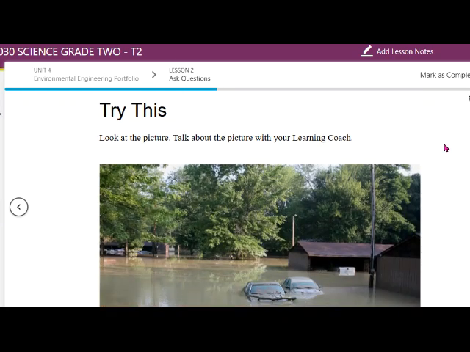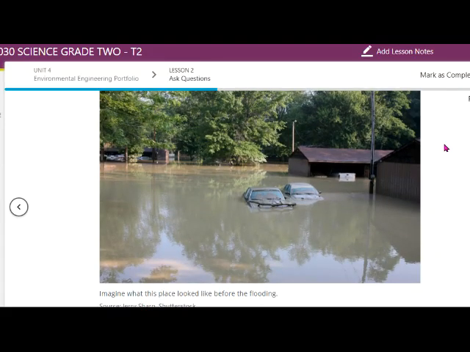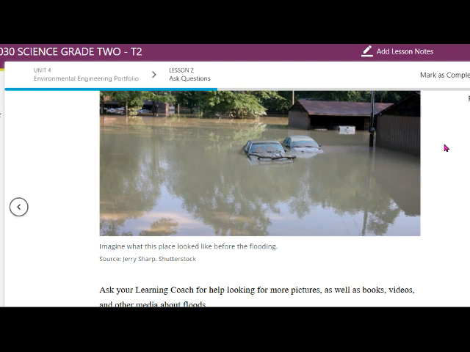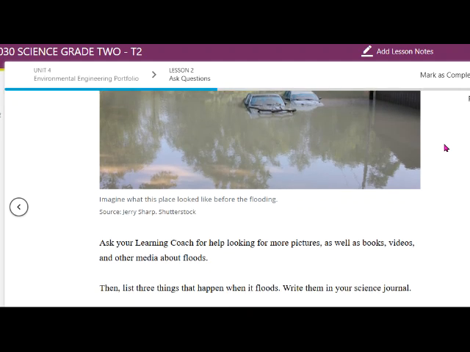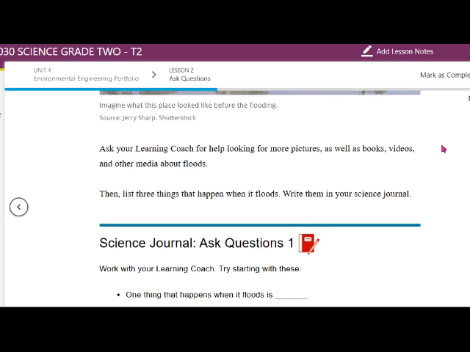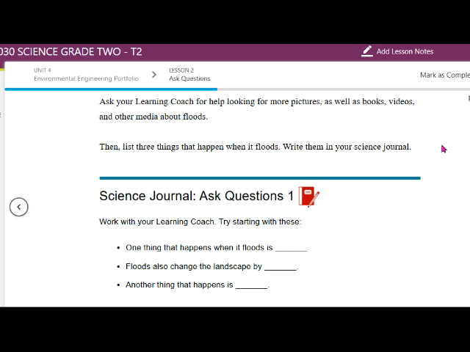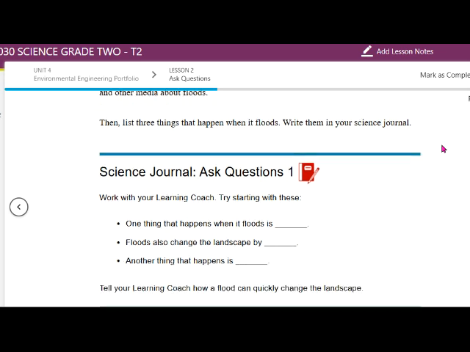Look at the picture. Talk about the picture with your learning coach. Imagine what this place looked like before the flooding. Ask your learning coach to help you look for more pictures. You can find these in books, or you can watch videos on your computer or other media about floods. Then list 3 things that happen when it floods. Write them in your science journal.